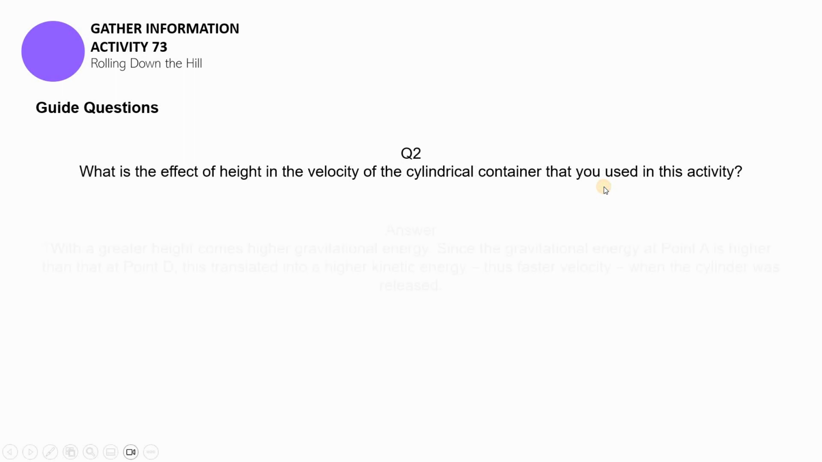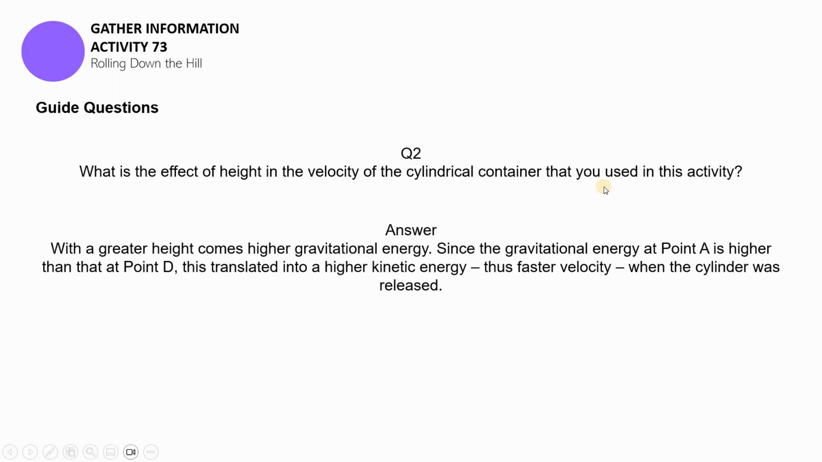For the next question, the answer is, with a greater height comes greater gravitational energy. Now, since the gravitational potential energy at point A is higher than that at point D because of the difference in their heights, this translated into higher kinetic energy, thus a faster velocity when the cylinder was released. So, if your answer is close to this answer, you may consider that correct.